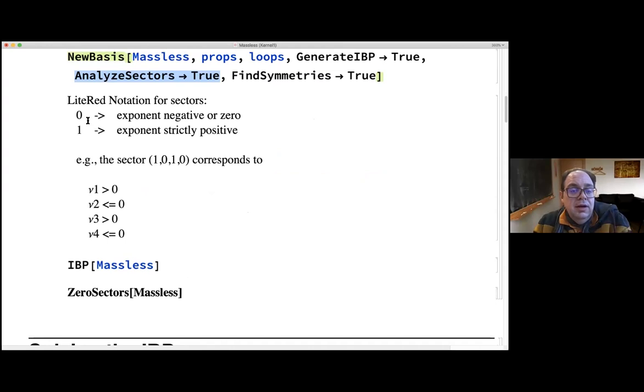What will come out is it will always spit out these strings of zeros and ones, where a 1 essentially means that the exponent is positive, so you have a denominator, and a 0 means that the exponent is negative or zero. So for example, when it says the sector 1, 0, 1, 0, it means the region where nu1 is positive because there's a 1, the region where nu2 is negative or 0, that's what the 0 means, nu3 is positive because the third entry is a 1, nu4 is negative or 0 because of the 0. So let's run that.